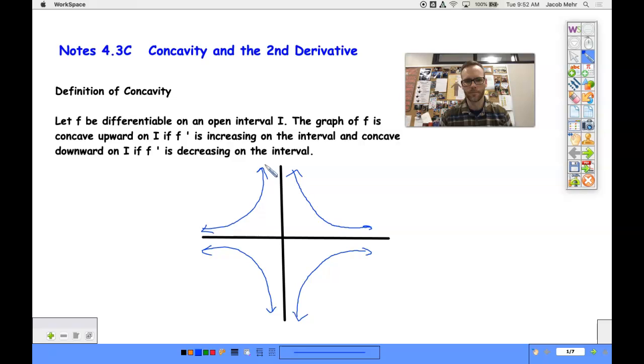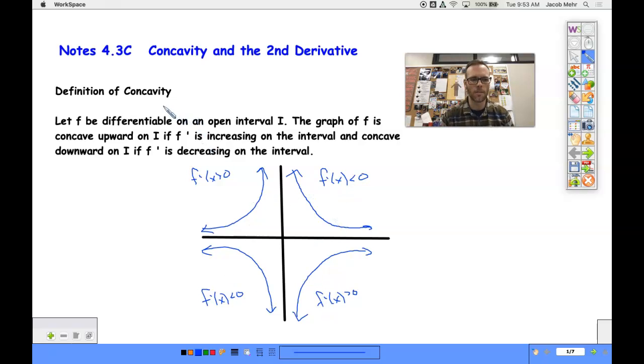Now, this first one, the function is increasing, right? f prime of x is positive because the function is increasing and it's concave up. In this one, it's decreasing. f prime of x is negative, but it's still concave up. So a function could be increasing or decreasing and still be concave up. Same with concave down. In this one, f prime of x is negative. It's concave down. And here, f prime of x is positive. It's increasing and concave down. So we see the four different options that we have.